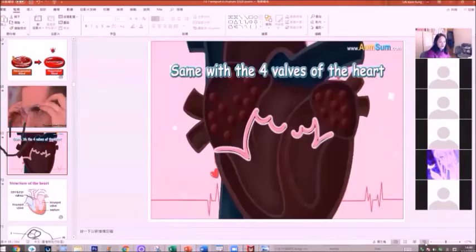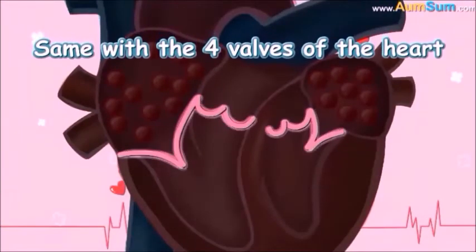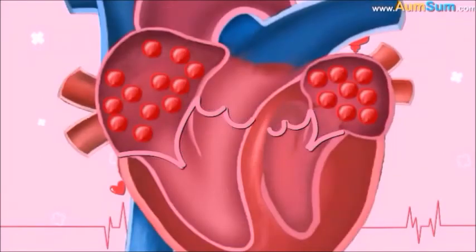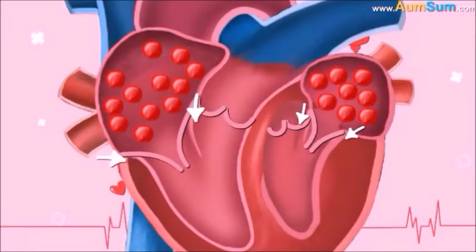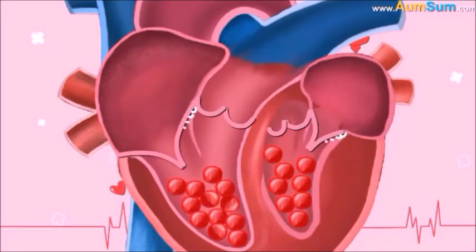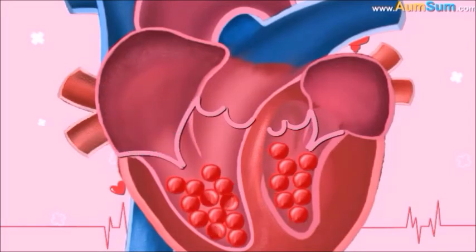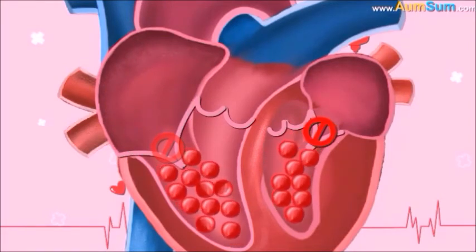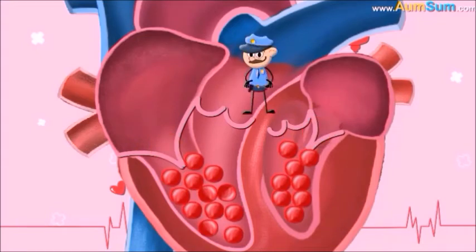Now we move on to the heart valves. There are 4 valves in the heart. They are fibrous flaps of tissue allowing the blood to flow in one direction only, and then they close tightly, preventing the backflow of blood. So they basically act like security guards.